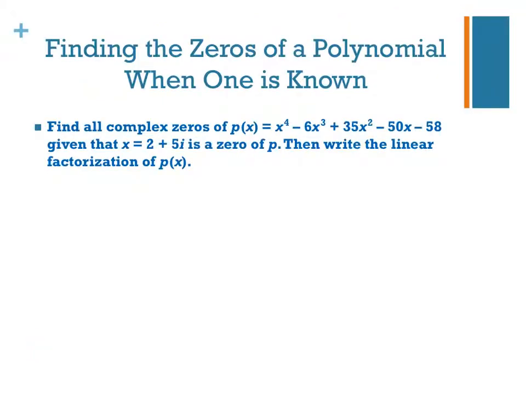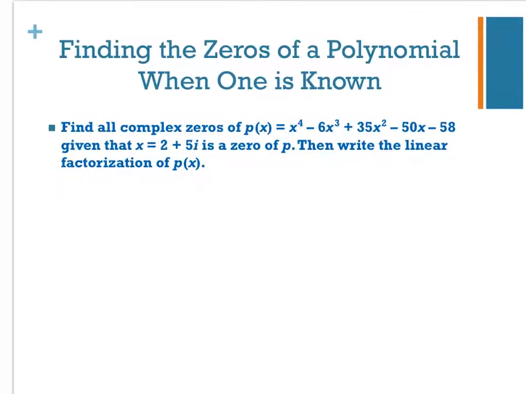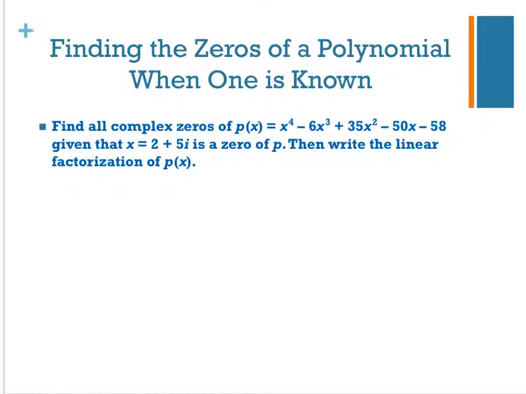Okay, so moving on to the next part of the lesson, finding the zeros of a polynomial when one of them is known. We're going to find all complex zeros of the polynomial function p of x, given that x equals 2 plus 5i is a zero of the polynomial function p. We are then going to write a linear factorization of p of x.